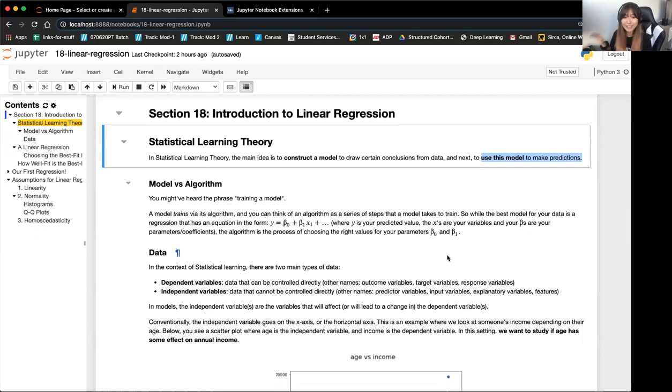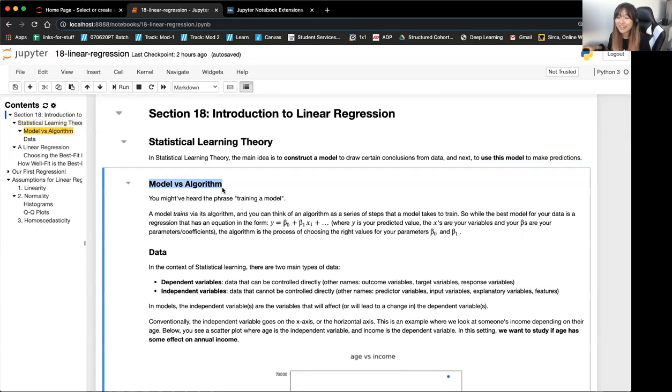Before we get into linear regression specifically, some very important terminology that isn't really included in the Learn Labs. It's actually another pretty common interview question. What is a model and what is an algorithm? Sometimes they can be used interchangeably, but I think it's important to hammer down the proper definitions for each. You might have heard the phrase training a model. A model trains via its algorithm. You can think of an algorithm as a series of steps that a model takes to train.